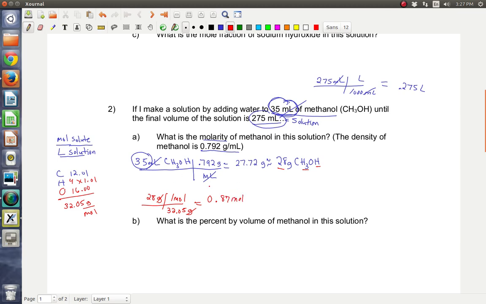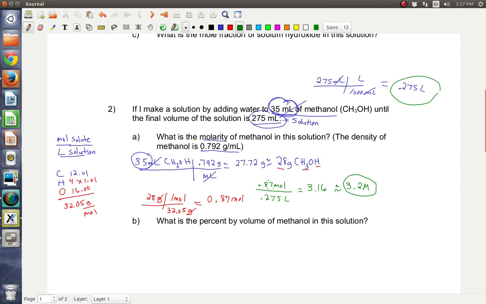All right, now I have what I need to put into this ratio up here, moles per liter. I'm going to change colors just for the fun of it. We have 0.87 moles, and we have right over here 0.275 liters. We divide those out and we get 3.16, which is approximately 3.2 molar. Remember, 2 sig figs because that's 2 sig figs right there.